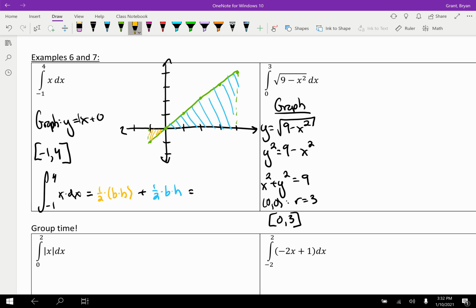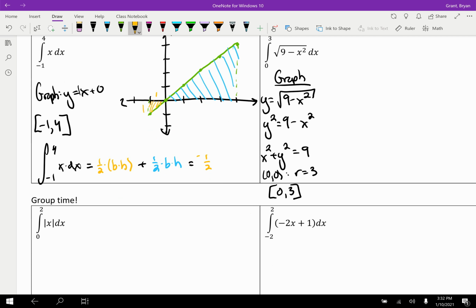Okay, finishing this off, it looks like the base and the height are both 1. 1 times 1 is 1. Half of 1 is 1/2, so the area of the yellow triangle is 1/2, but it's below the x-axis, so we make it negative. Then we have our blue triangle. Our blue triangle is 1, 2, 3, 4 by 4, which is 16. Half of 16 is 8. And then we add these together. 8 minus 1/2 is 7 and 1/2, or 15 halves, or 7.5, whatever works for you.